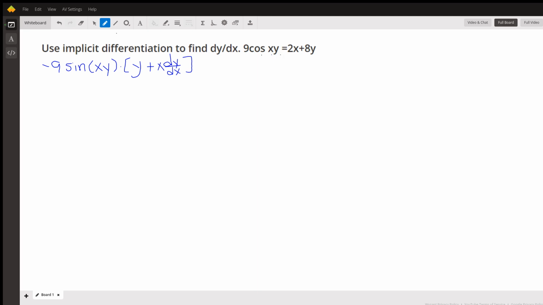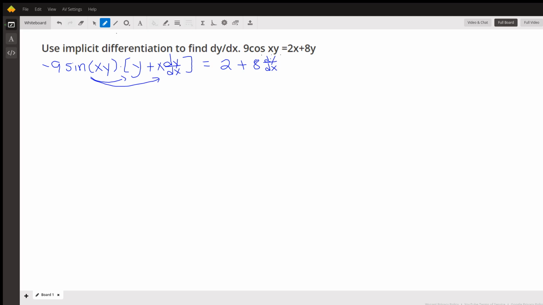Okay, the derivative of the right-hand side. The derivative of 2x is 2. The derivative of 8y would be 8, but because it has a y, we have to put a dy/dx after it. So we have kind of a messy equation here. Eventually, we need to get all of our dy/dx's together, but we need to expand the left-hand side with the distributive property first.